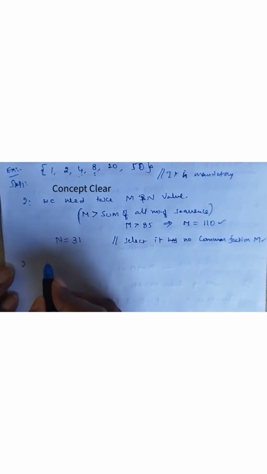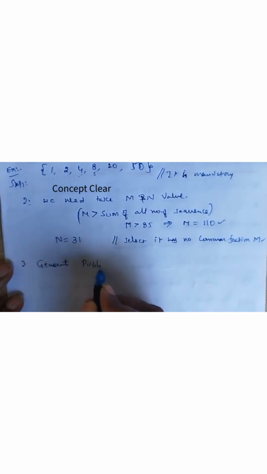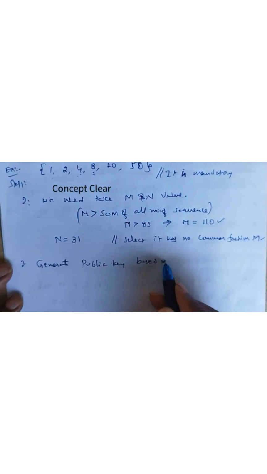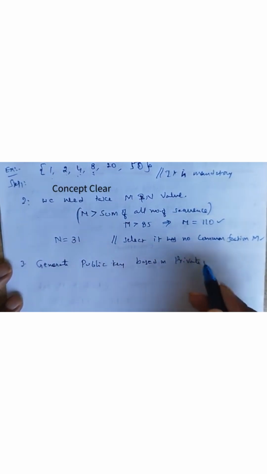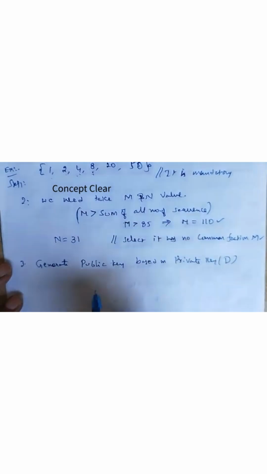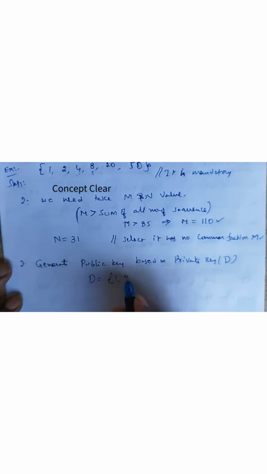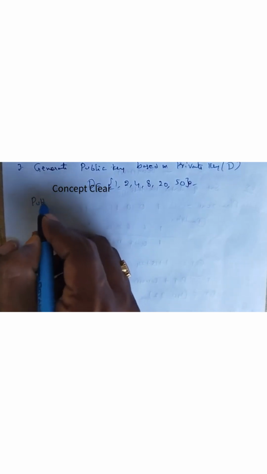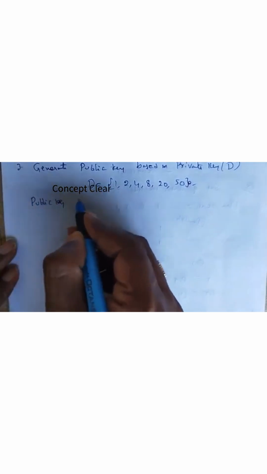Okay, and third step, generate the public key based on the private key. Private key D. What is the D here? Here D is 1, 2, 4, 8, 20 and 50. This is the private key, the sequence values we are taking as examples. Here what is the third step? To generate the public key, a formula is there.